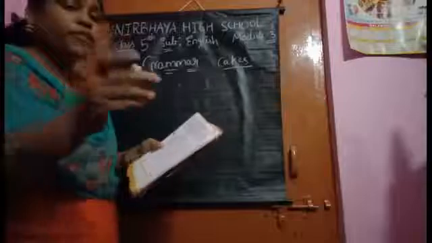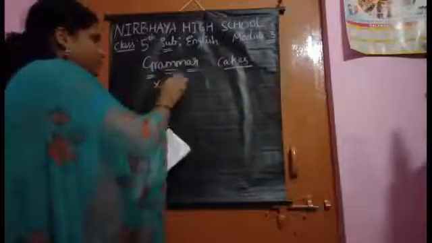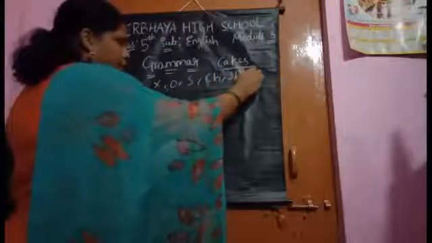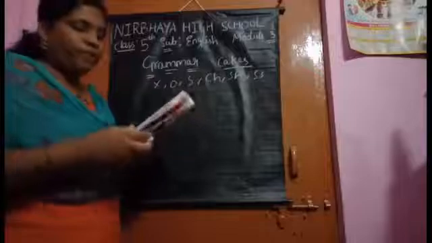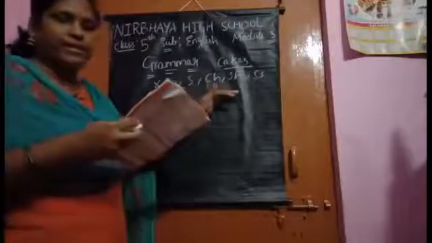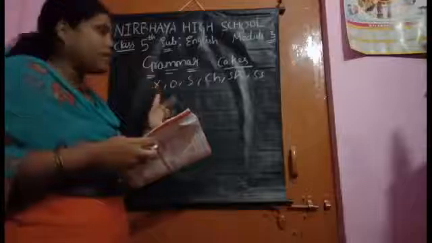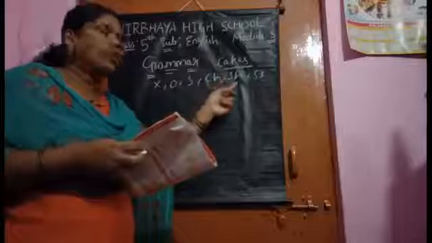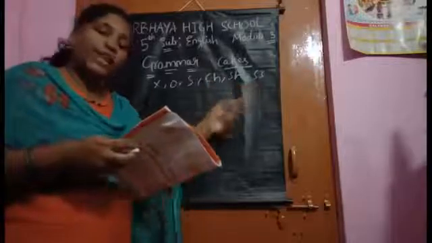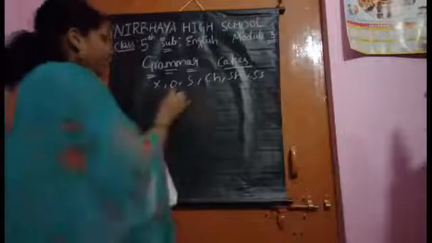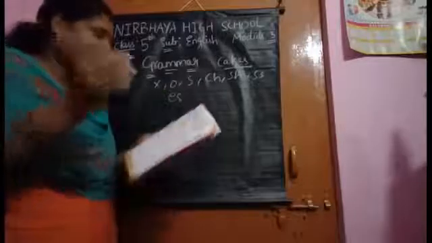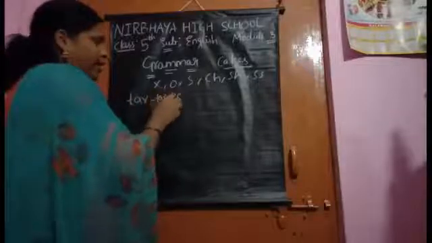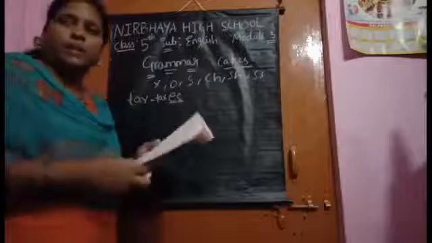And for some words which end with these letters, see, x, o, s, ch, sh and ss. The word which ends with X, the word which ends with O, the word which ends with S, the word which ends with CH, the word which ends with SH, and the word which ends with SS. For these we will add ES. What is it? See, tax. We will add ES. It becomes taxes.